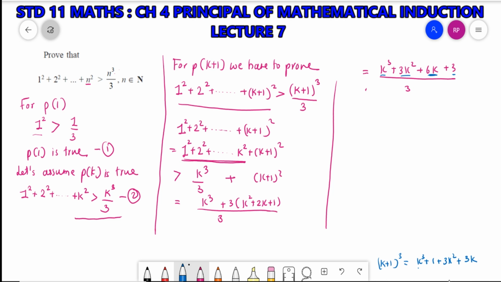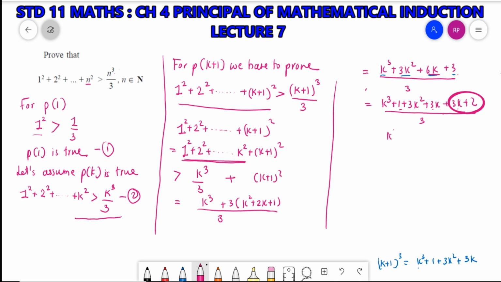So see, what I will do, I will rearrange. This will be equal to k cube plus 1 plus 3k square plus 3k, plus 3k plus 2. So 3k plus 3k is 6k, and 1 plus 2 is 3, upon 3. Clear? Now this will be the positive term. If I eliminate this, the answer will be less than that, which means this will be greater.